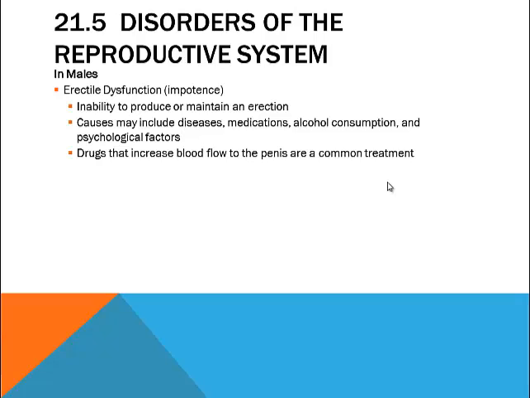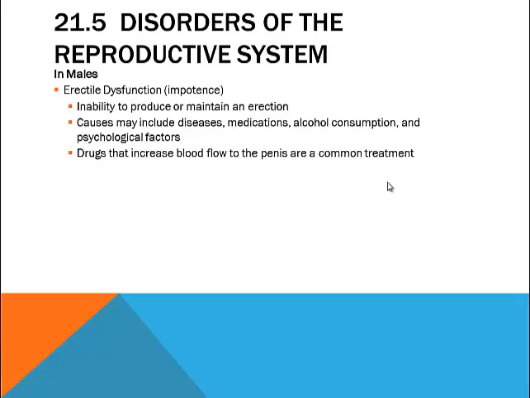Causes for ED include diseases such as atherosclerosis, high blood pressure, and diabetes, alcohol consumption, medications, and psychological factors such as depression. If you treat the condition that causes the ED, this generally fixes it. There are also medications that increase the blood flow to the penis that are used as a common treatment. These medications include Cialis, Viagra, and Levitra. Specifically, they inhibit the enzyme PDE5 that normally breaks down chemicals responsible for an erection.